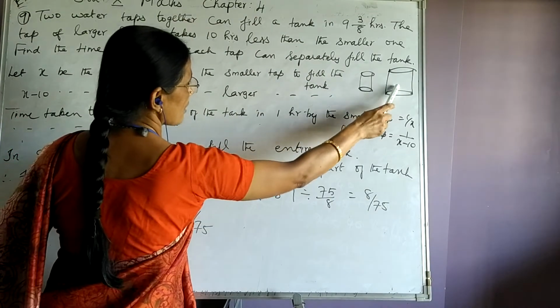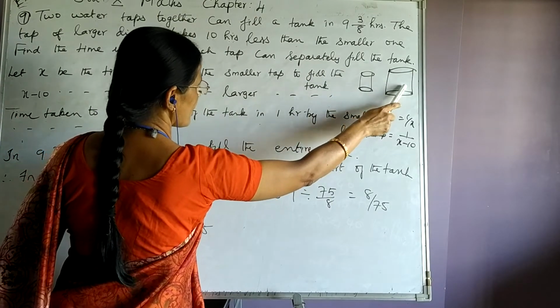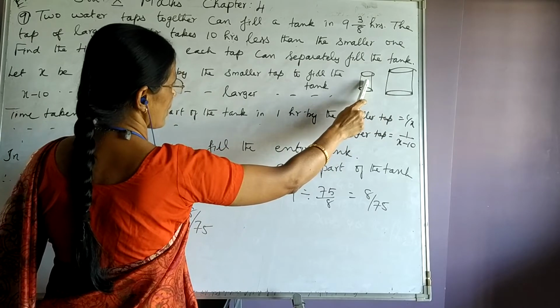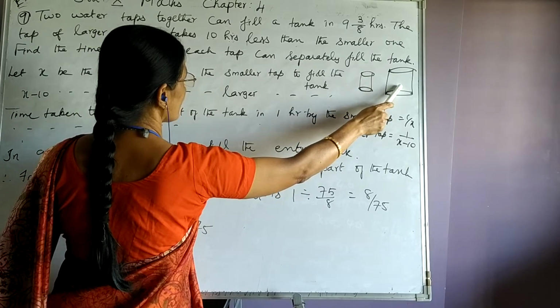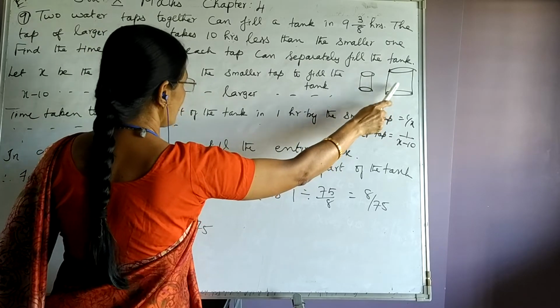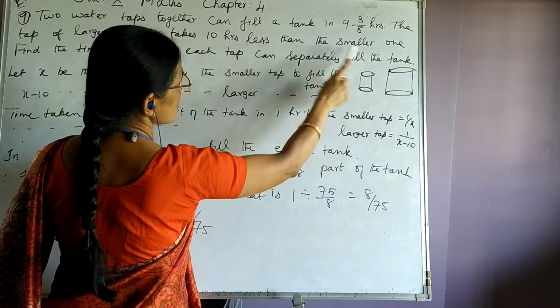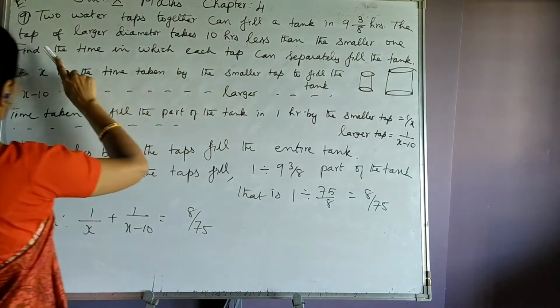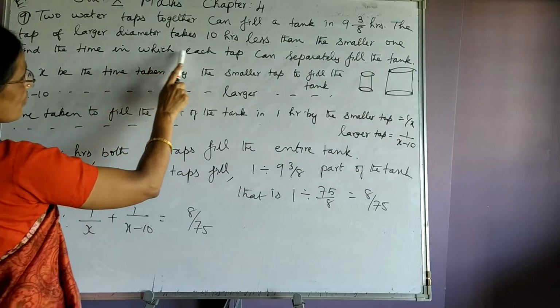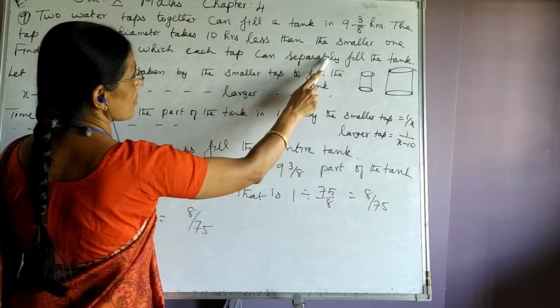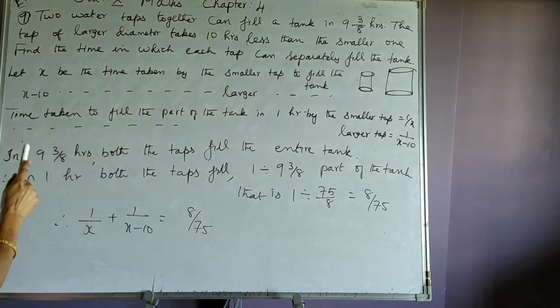So imagine these are the two taps. One is of larger diameter, the other one is of smaller diameter. Because it is larger, it fills faster and it takes 10 hours less than the smaller one. Find the time taken in which each tap can separately fill the tank.